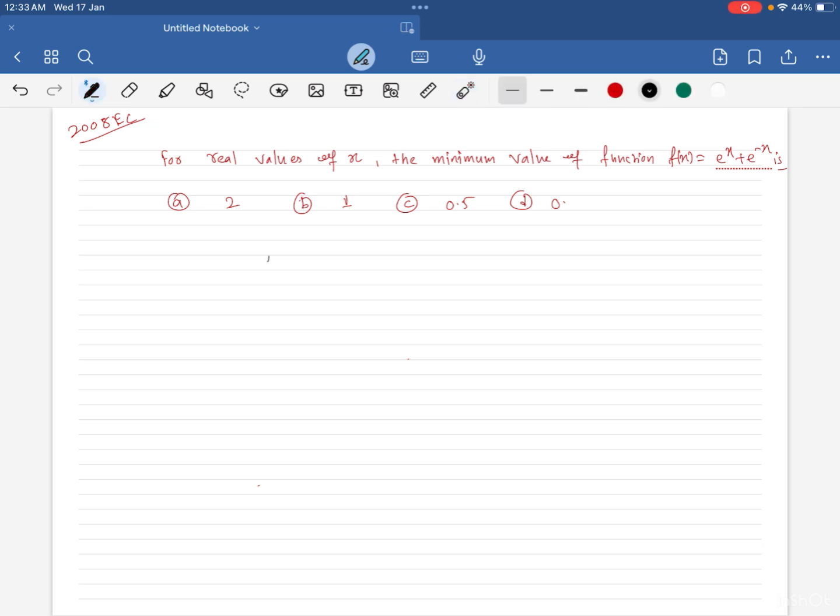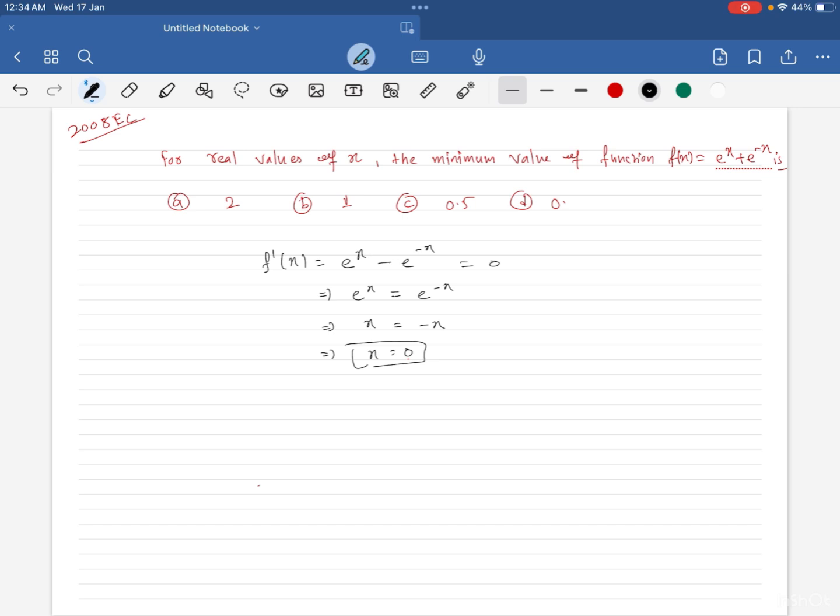So as usual, we can find the first derivative, that is e to the power x minus e to the power minus x. We can equate it to 0. So from here we will have e to the power x is equal to e to the power minus x. We can take ln on both sides. So from here x is equal to 0, right?